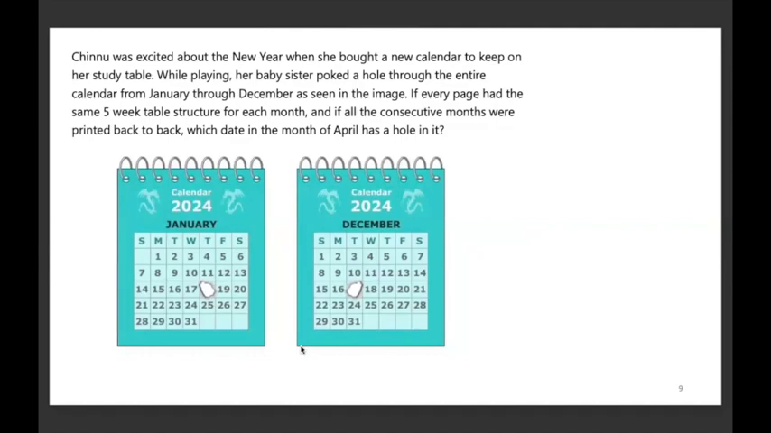It's actually a very simple question. You don't have to do much calculation here. What is given here is this hole which is punched through, which we are able to see in January. January is an odd month and December is an even month. December is the 12th month, which is even, versus January, the first month, which is odd-numbered.